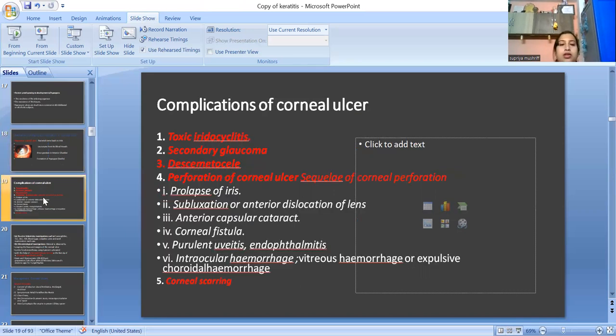The complications of corneal ulcer include toxic iridocyclitis, due to the toxins secreted by bacteria. Then secondary glaucoma, then descemetocele. Secondary glaucoma can be due to trabeculitis and clogging of the trabecular meshwork by pus cells. Descemetocele is another complication of corneal ulcer. Perforation of corneal ulcer leads to sequelae of corneal perforation: prolapse of iris, subluxation or anterior dislocation of lens, anterior capsular cataract, corneal fistula, purulent uveitis, endophthalmitis, intraocular hemorrhage, vitreous hemorrhage or expulsive choroidal hemorrhage, then corneal scarring. These are the various complications of corneal ulcer.